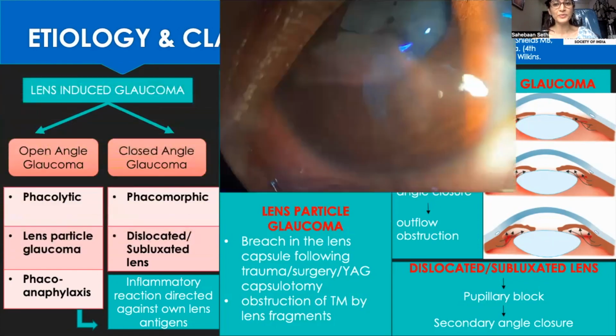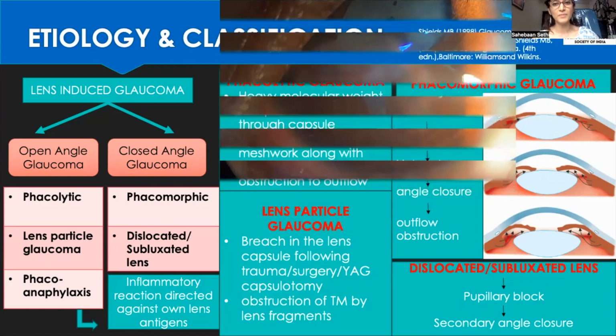The second type of open angle glaucoma is the lens particle glaucoma. There is either a breach in the anterior lens capsule and there is fluffy lens matter which exits out into the anterior chamber. This can either be due to an injury to the anterior lens capsule or after surgery, any retained lens matter, or after YAG capsulotomy. And this fluffy cortex goes and obstructs the trabecular meshwork.